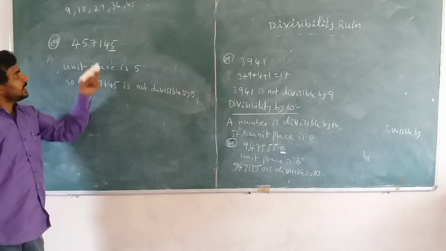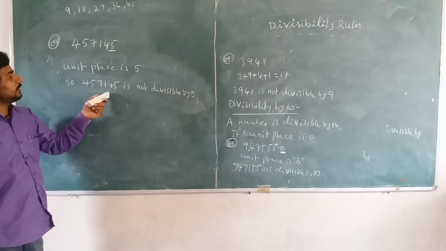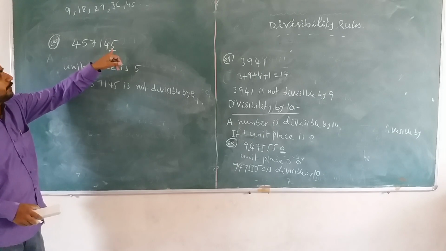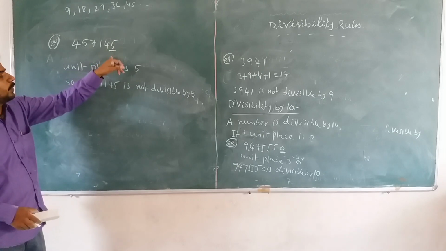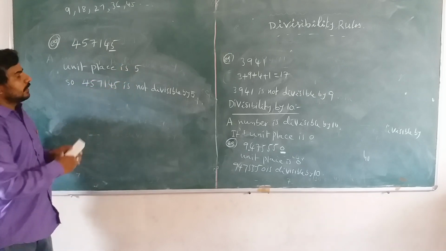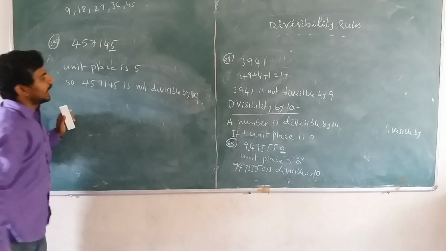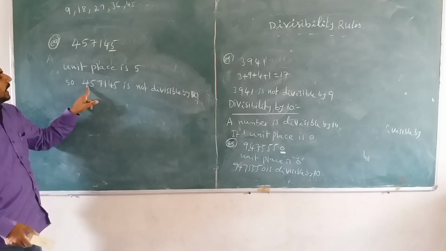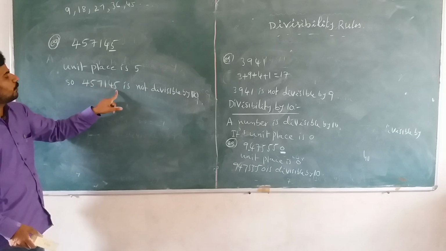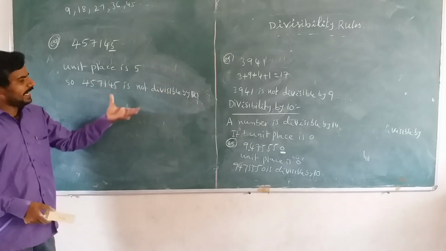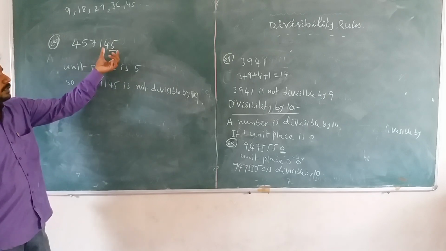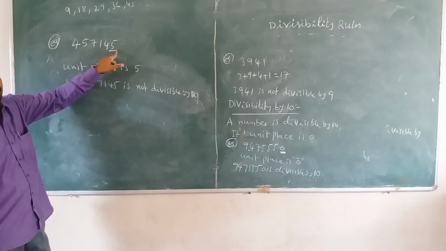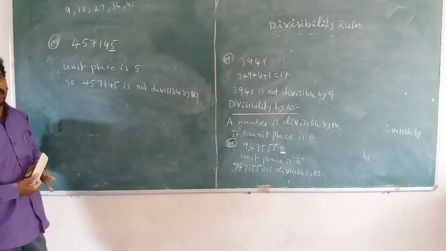10. Why is it not divisible by 10, children? Tell me children. The last unit place is 5. That's why this given number is not divisible by 10. See children, the unit place is 5. That's why the given number 457,145 is not divisible by 10. Why is it not divisible by 10 children? Because the unit place has 5. When a number is divisible by 10, the unit place has 0. That number is divisible by 10.